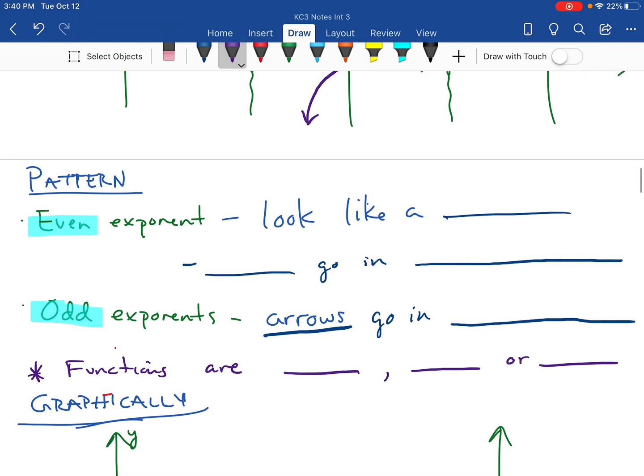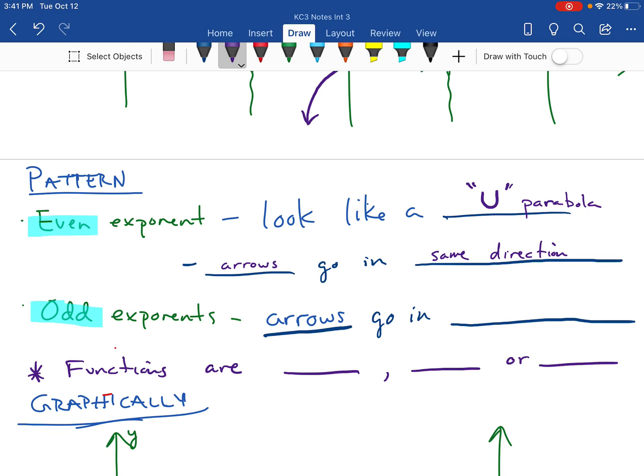Now, look at patterns here. When we have an even exponent, we know it's going to look like a u, right? This is a parabola. My arrows, if you look at x squared, x to the fourth, and x to the sixth, go in the same direction. So this is what you're looking for in even functions. If the arrows are going in the same direction, either they're both going up or they're both going down, and it looks somewhat like a u.